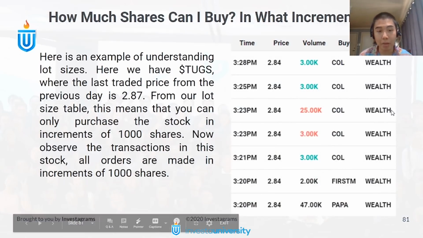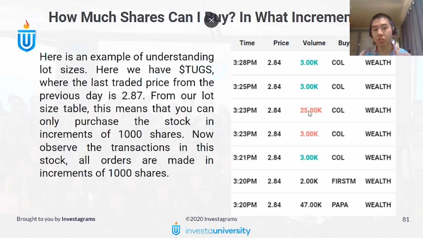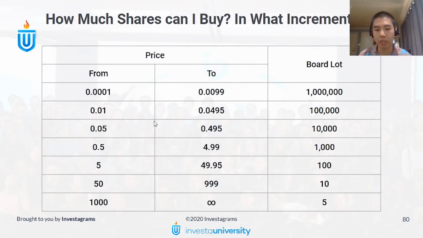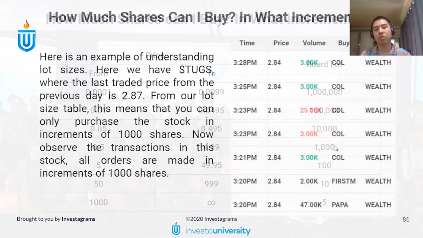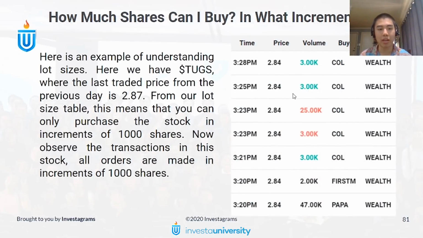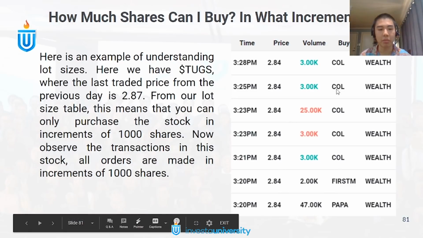So here to show you an example, we have TUG. 2.84 yung presyo. So ilang shares minimum sa 2.84? Ito, from 0.5 to 4.99, 1,000. So as you can see here, divisible by 1,000 yung shares, di ba? Ito yung mga shares na binibili ng mga tao. Yan yung parang transaction.